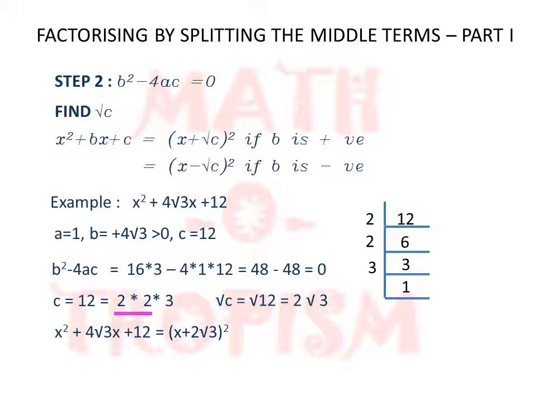So x square plus 4 root 3x plus 12. Here the middle term has a plus sign. So it will come as x plus root c. So x plus 2 root 3 the whole square. This is the answer.